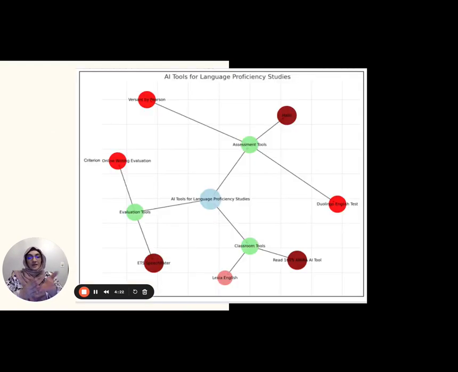This is a conceptual diagram displaying the tools based on their categories, but also the degree to which AI is prevalent in them. The darker the node, the more prevalent AI is in the tool, and they are divided by assessments or evaluation as well as classroom tools.